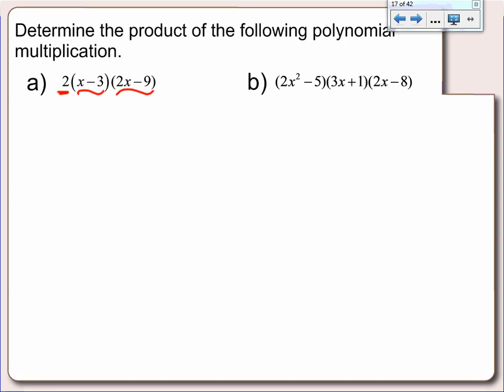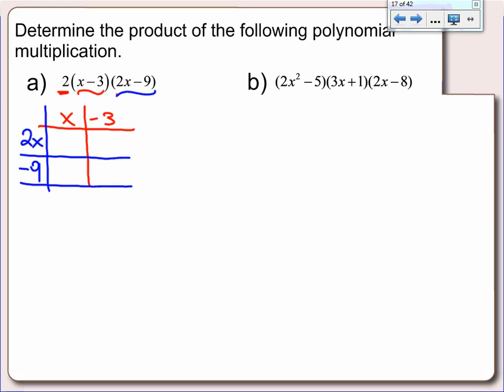So I'm going to go x minus 3 across the top. That's my first polynomial. And then I'm going to go 2x minus 9 down the side. And you'll see I've created my boxes again. Those negatives are very important. Notice that the 3 is a negative 3 and the 9 is a negative 9.